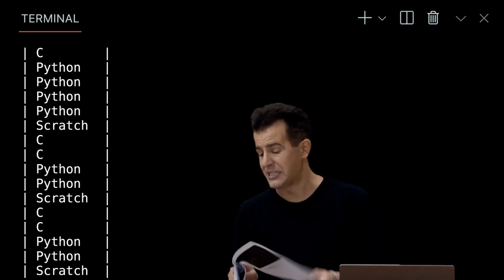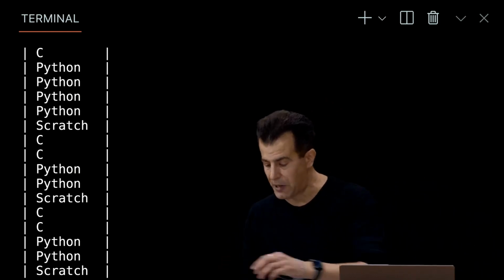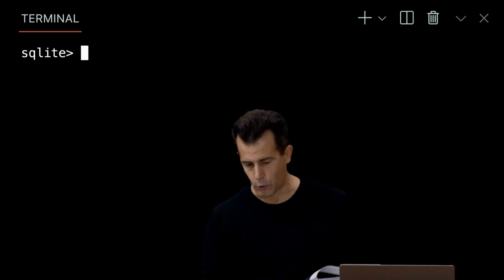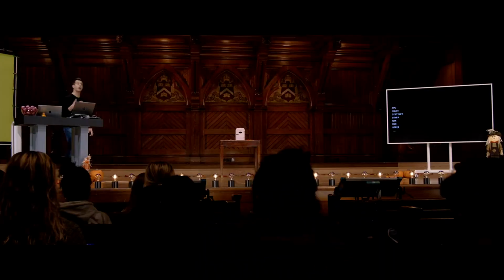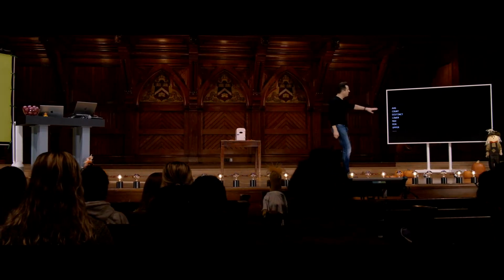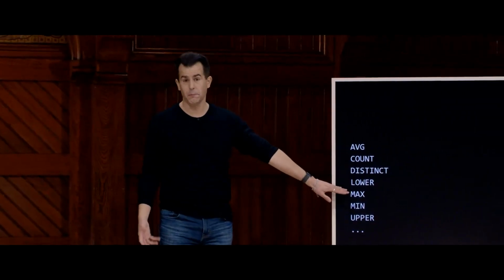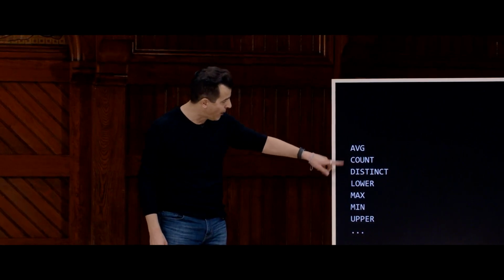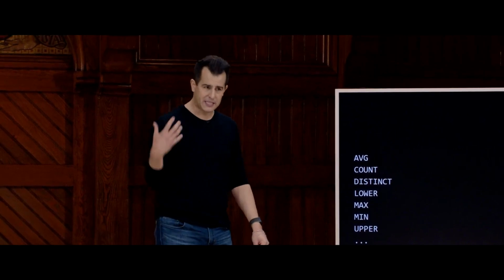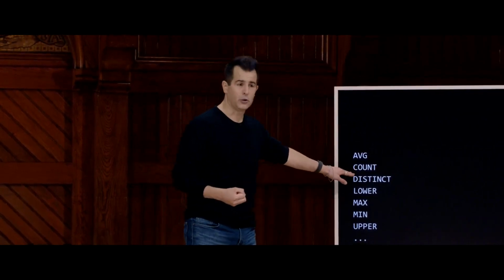All right, not that interesting still, because it's just a big column of data. But now things get more interesting. It turns out in SQL that there are functions that come with this language, just like C, just like Python. In SQL, some of the more useful ones, some of the simpler ones are these here: average, count, distinct, lower, max, min, upper, which pretty much do what they say.